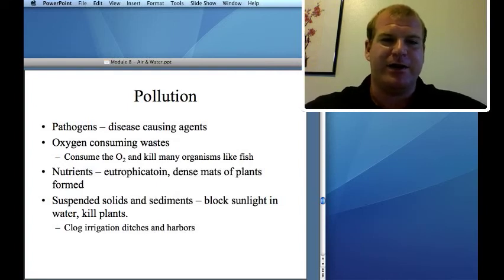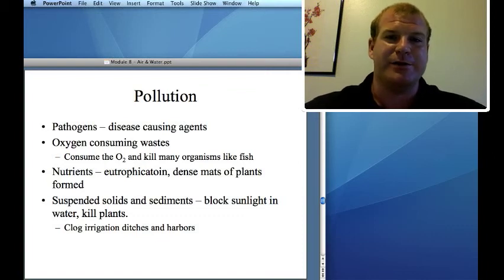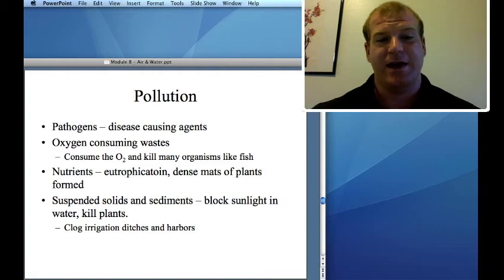And we can also pollute the water. And how can we pollute the water? Well, pathogens are one. Pathogens are agents that cause disease. So here in Hawaii, for instance, we have leptospirosis and cryptosporidia in our natural water sources, and those are from mongooses and pigs. From their fecal matter, we can get sick from those. Those are examples of pathogens.